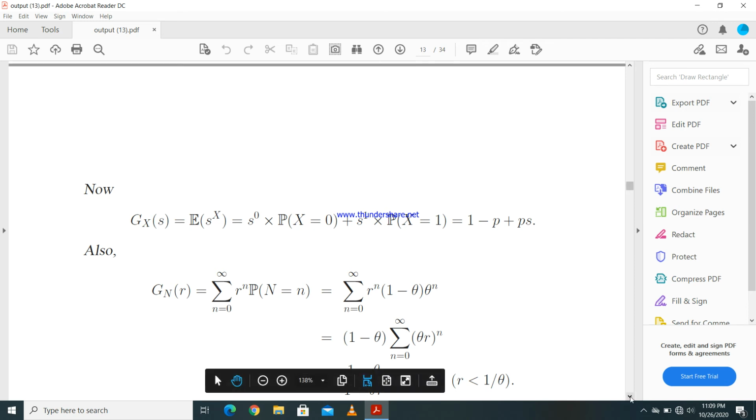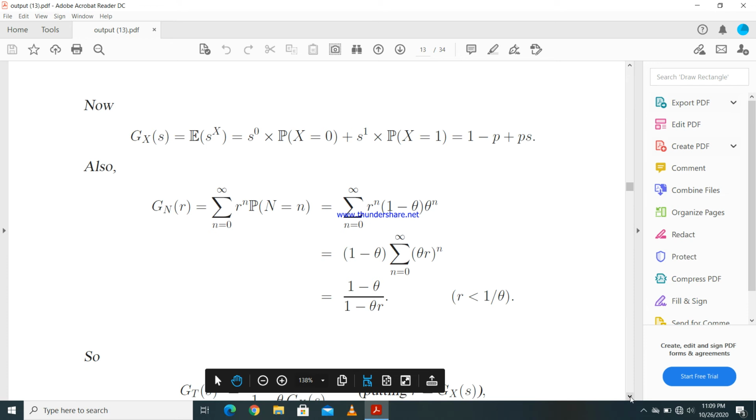Alright. So now let's find the probability generating function of n. Okay. So n, what is the probability generating function of n? So n is the number of days that the heron has visited the pond. Right. So if you want to find the probability generating function of n, we can write it as r to the power n multiplied by the probability of n.